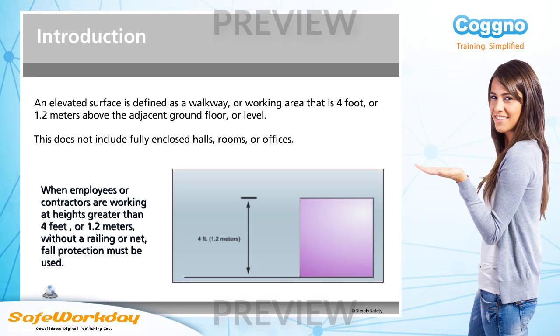An elevated surface is defined as a walkway or working area that is 4 feet or 1.2 meters above the adjacent ground floor or level. This does not include fully enclosed halls, rooms, or offices. When employees or contractors are working at heights greater than 4 feet or 1.2 meters without a railing or net, fall protection must be used.